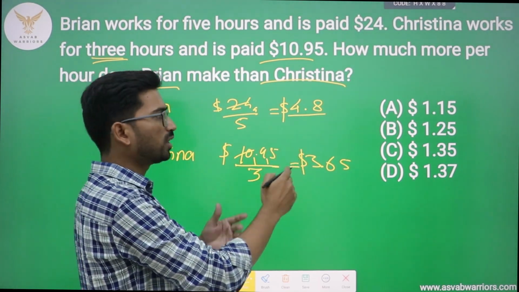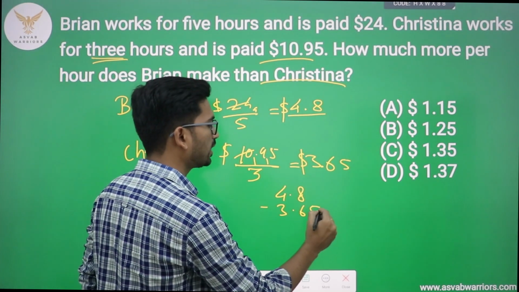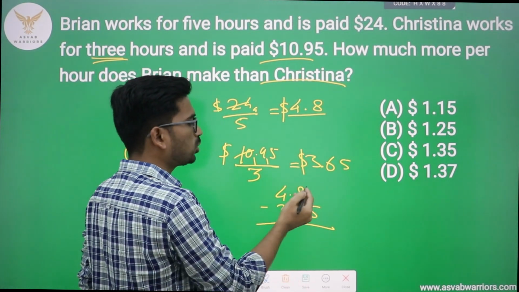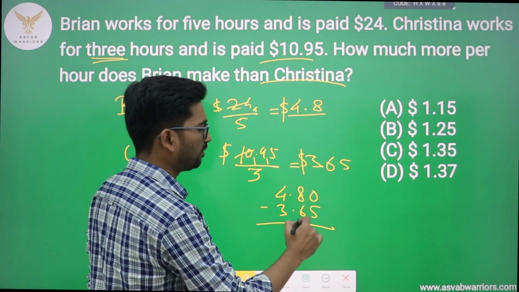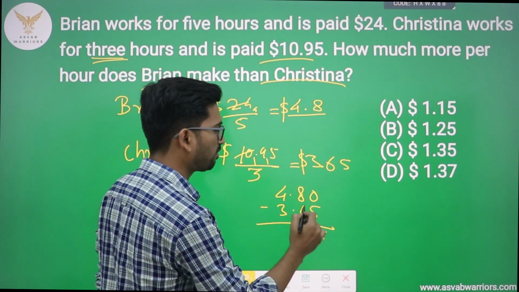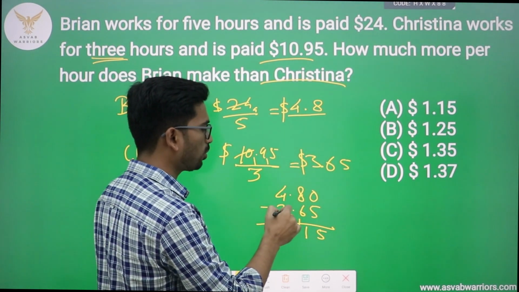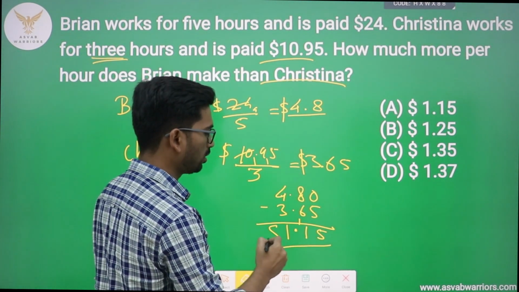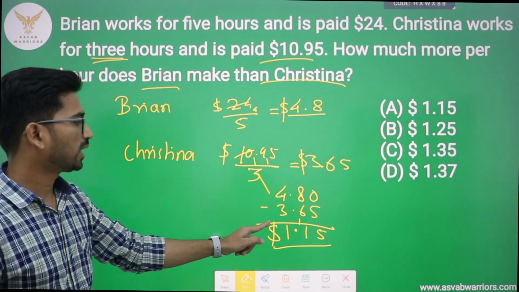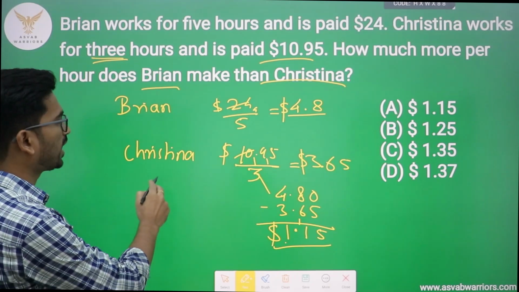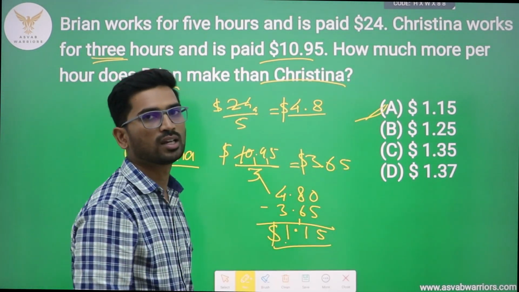Now what is the difference between them? 4.8 minus 3.65. We can put a 0 after the decimal point on the right hand side. It does not make any difference, right? So 10 minus 5 is 5. 8 minus 7 is 1. Decimal point as it is. 4 minus 3 is 1. So here we can say Brian is making $1.15 more than Christina. So option A will be the correct answer for this question.